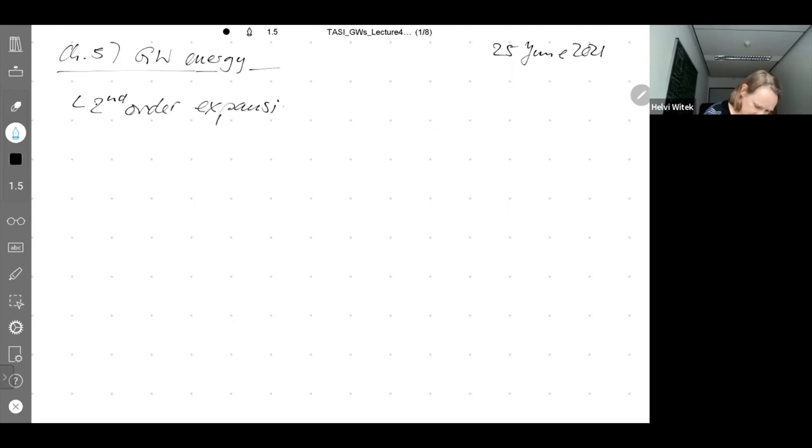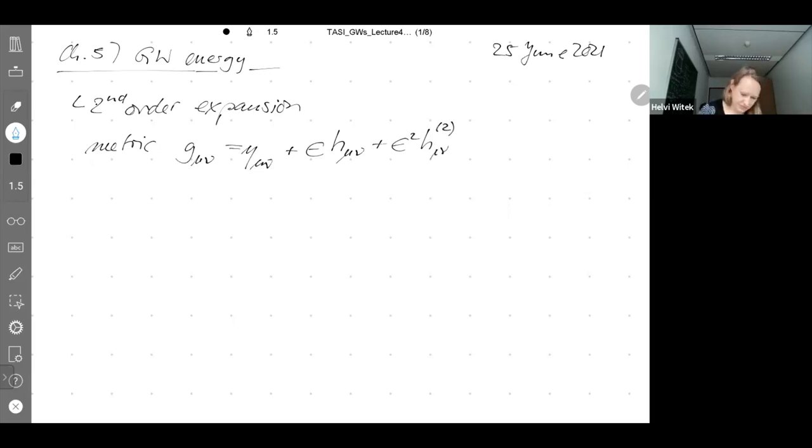of the metric. Let me use the following notation. We will say that our metric g mu nu, again, we will expand around flat space-time, described by the Minkowski metric eta mu nu plus epsilon. Let's keep h mu nu for the first order perturbation, and let me write epsilon squared h mu nu with this little 2 over here to indicate the second order perturbation.